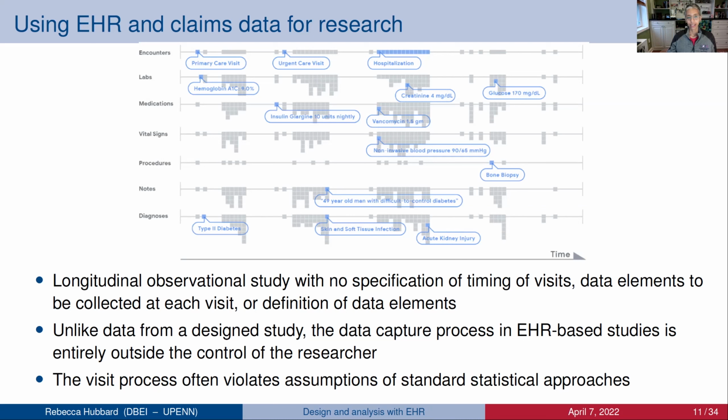If we think about taking this process of a patient interacting with the healthcare system and transforming it into a database, it's going to give us a data set that looks essentially like data from any longitudinal observational study. So we have repeat measures for a subject of various different kinds. However, unlike any longitudinal observational study that we would have designed, there was no prior specification of timing of the visits, which data elements were collected at each visit, or even how those data elements were defined. So we might have one provider who assigns a type 2 diabetes diagnosis using one set of criteria, and another provider who assigns the same diagnosis code using a different set of criteria.